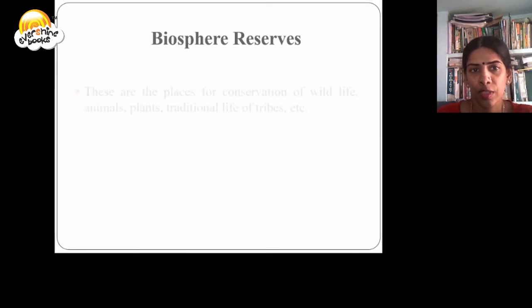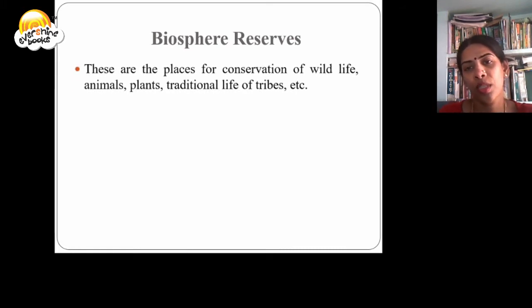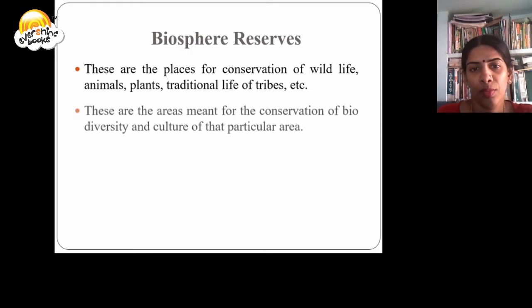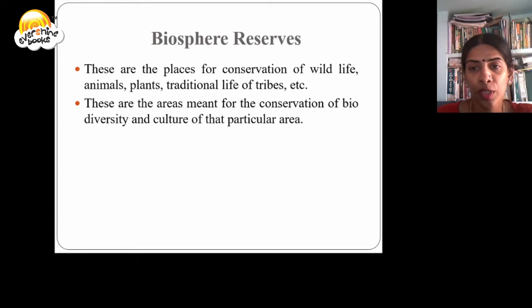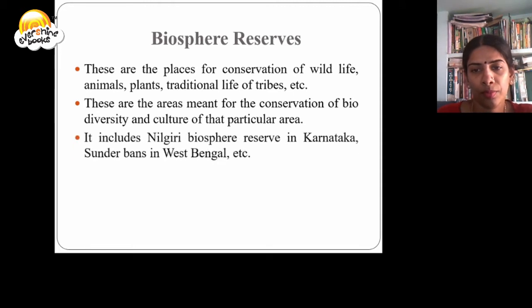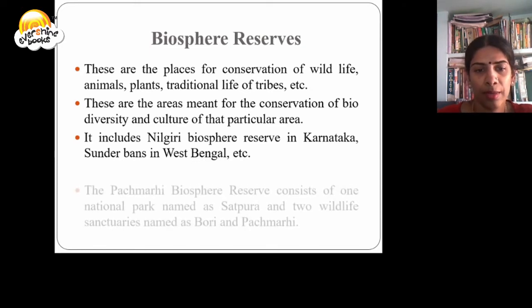Biosphere Reserves. These are the places for conservation of wildlife, animals, plants, traditional life of tribes, etc. These are the areas meant for the conservation of biodiversity and culture of that particular area. Nilgiri Biosphere Reserve is seen in Karnataka and Sundarbans in West Bengal are Biosphere Reserves.